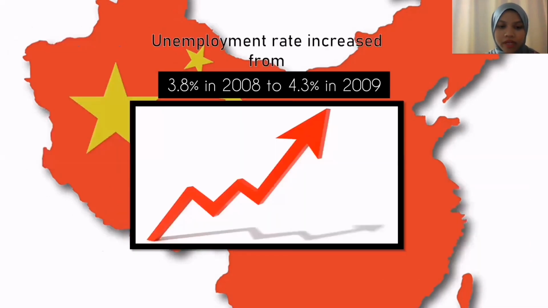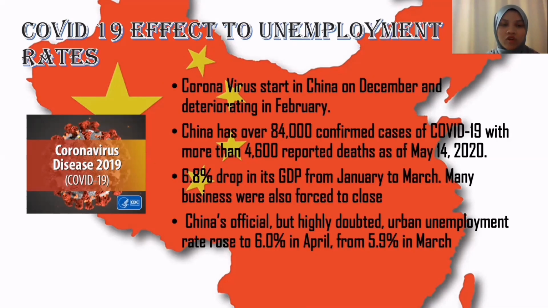Thus, unemployment rates increased from 3.8% in 2008 to 4.3% in 2009. So we move to the COVID-19 effect on unemployment rates. COVID-19 started in China in December and deteriorated in February.